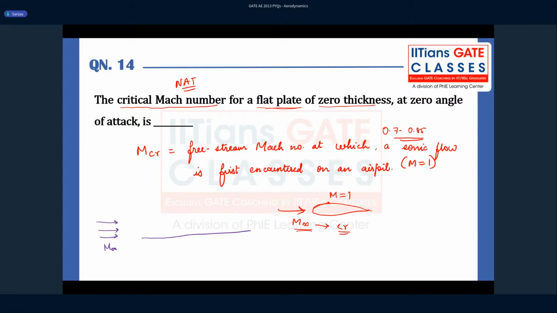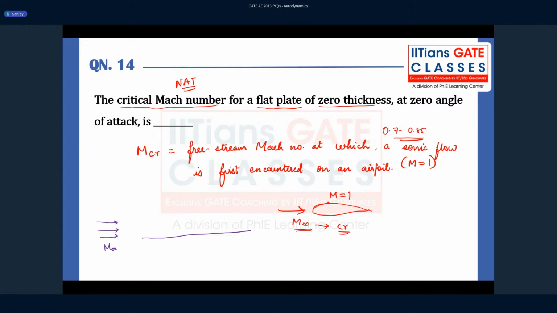See, there is no thickness for the flat plate and it is also kept at zero angle of attack. There is no curvature of streamlines at all. The flow over a flat plate is a zero pressure gradient flow, with absolutely no curvature of streamlines. So you find that there is going to be no expansion of flow at all. Whatever the free stream Mach number is, that free stream flow is going to be simply convected on the flat plate with the same velocity.